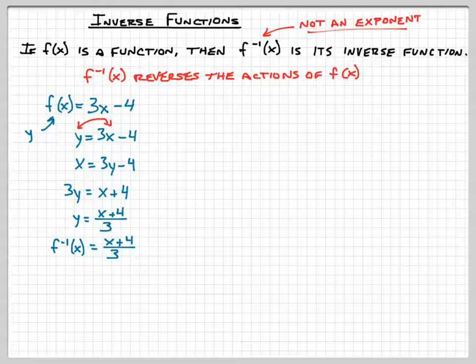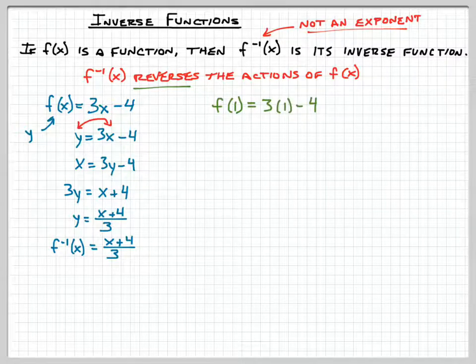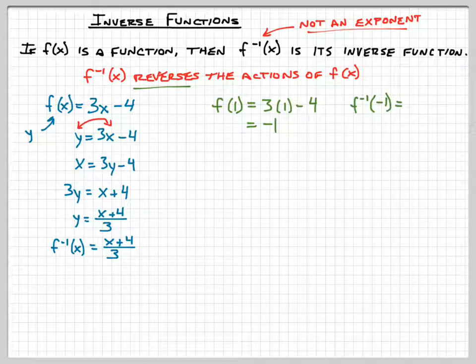If this reverses the actions of f of x, what happens if we plug a value in? Let's take f of 1. This is going into the original equation. We've got 3 times 1 minus 4, and that gives us a value of -1. So when x is 1, f of x is -1. What happens if we put -1 into the inverse? We have -1 plus 4 over 3, and that gives us 1. So it took us back to the beginning. That's what we mean by it reverses the actions of f of x.